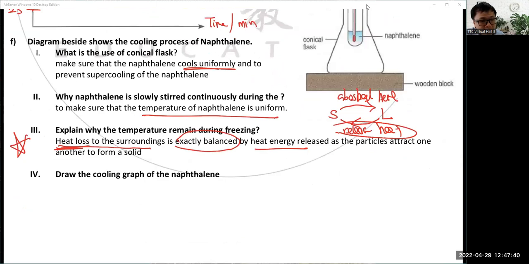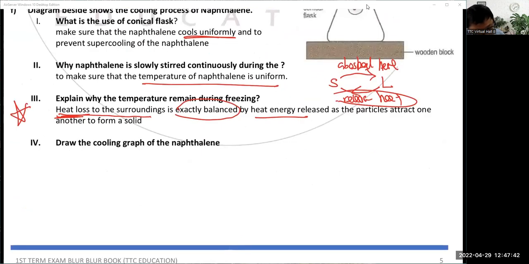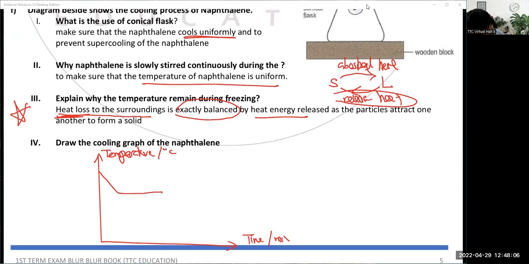Okay, so then they would like to ask you to draw the diagram. Same thing. Cooling curve. Then temperature, time, going down. Stop at 80. Going down to here, let's say drop to 25. You start at 80 Celsius again. So this is the graph.